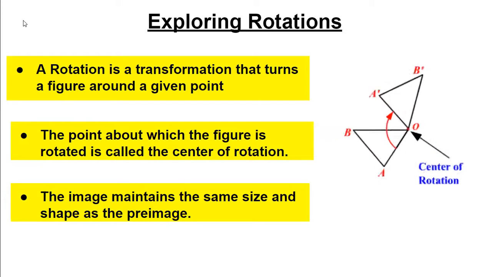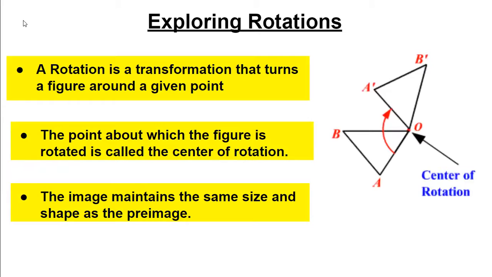So here's an example. You can see the center of rotation where the arrow is there. That is right here. And then this is being rotated this direction. So here's A prime, B prime, and then O.